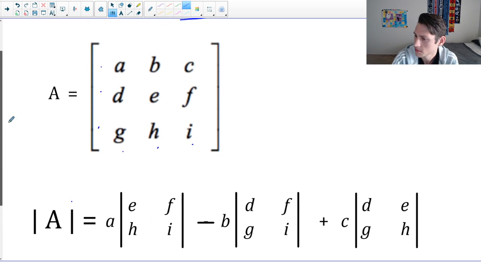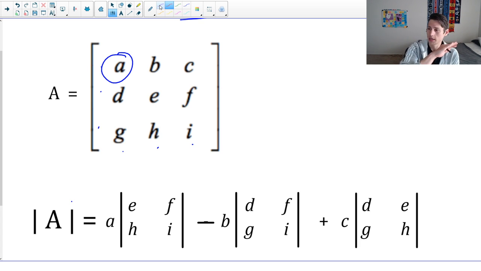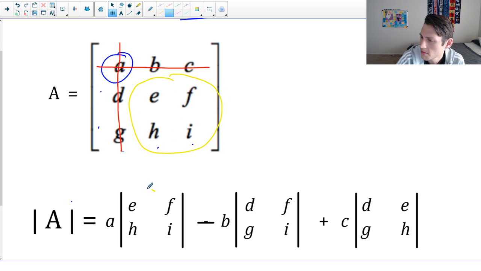Now, how is this built? Let me show you. So we first look at that first entry, A, and we get rid of the row and the column that it is in, right? So A goes here. That's why A is out front here. And then if I cross out the row and cross out the column, look at what I have left. E, F, H, I. That's exactly what's right here.